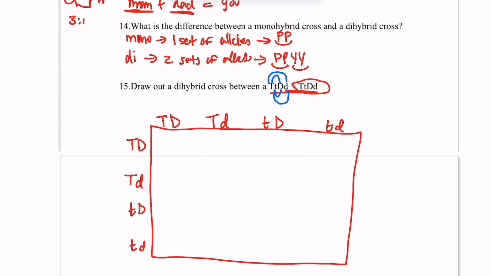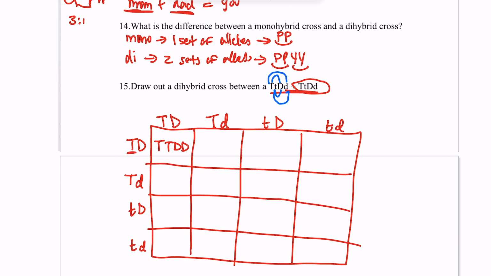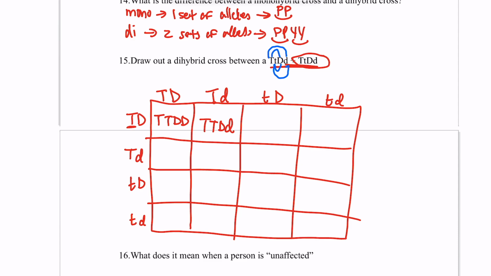All right, so let's make our grid. Now we're just going to do what we do for a normal Punnett square. We're just going to put them together. So this one has big T, big D, big D. This one has big T, big D, little d. This one has big T, little t, big D, big D. Big T, little t, big D, little d. And we're just going to do that for all of these.